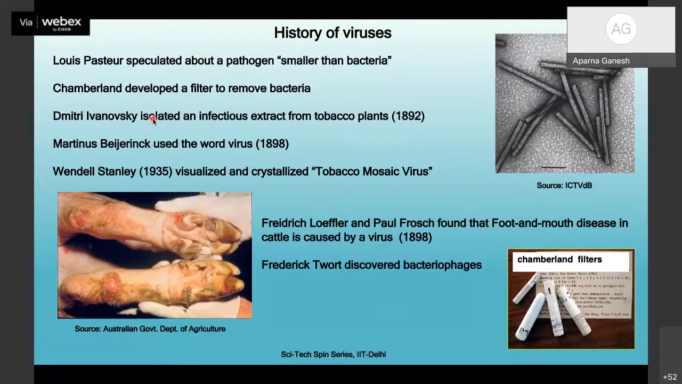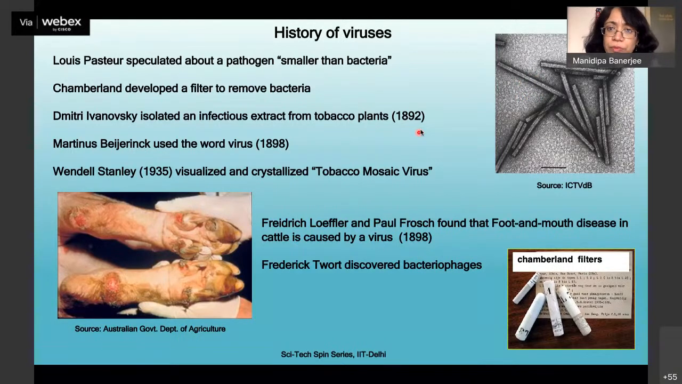Now, a Russian scientist, Dmitri Ivanovsky, isolated an extract from tobacco plants. Tobacco plants had a very difficult disease at that time which kills them, and he was trying to figure out what is causing the disease. He was able to isolate an extract which was found to be the causative agent of the infection. And on this side, you can see these rod-like little particles. These were eventually visualized by Wendell Stanley, and they were called tobacco mosaic virus. So the first virus, and the first plant virus, that was identified was tobacco mosaic virus.